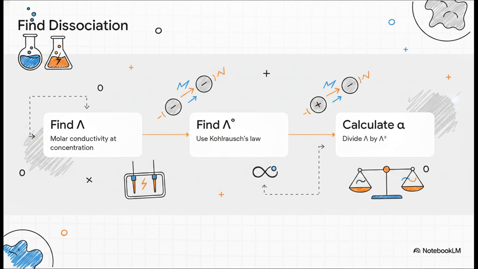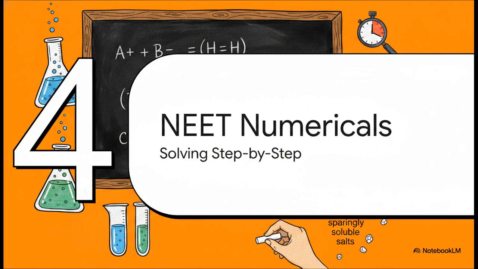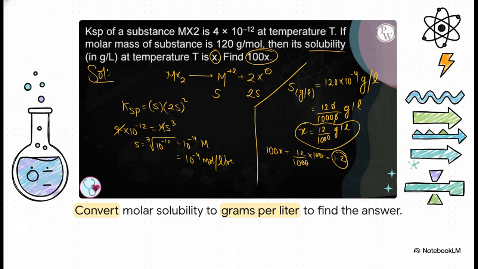It's literally just a ratio of how much it's conducting right now compared to how much it could conduct in a perfect world. Let's jump into Section 4, Solving Neat Numericals. It's time to step up to the chalkboard and apply all this theory to a high-stakes numerical problem involving sparingly soluble salts. Notice the careful structure of this calculation for the solubility of a salt, let's call it MX2. The problem hands us the Ksp as 4 times 10 to the negative 12.